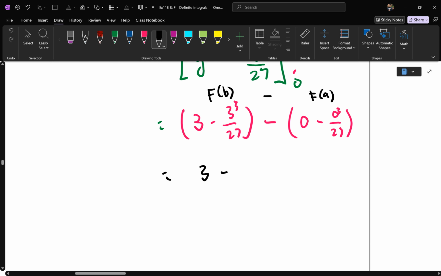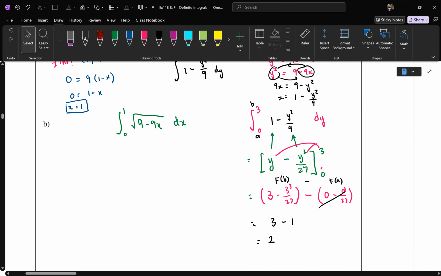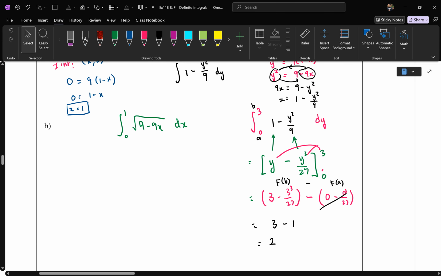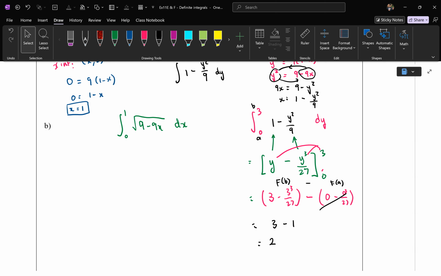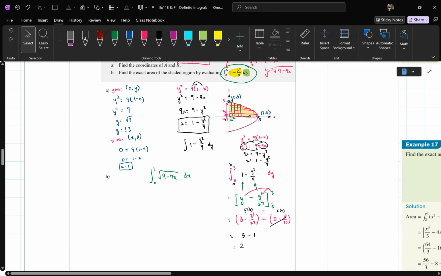Take away 3 cubed, which is 27. So 27 over 27 is 1. This is 0, so it all cancels out. You get an area of 2. Now, if you did it for the other one, you should also get the same answer. Assuming it's the positive root, then you would get 2 as well. If you did both positive and negative, then you get a total area of 4. Okay? So you might question, well, both ways worked. Why do I need to integrate along the y-axis?